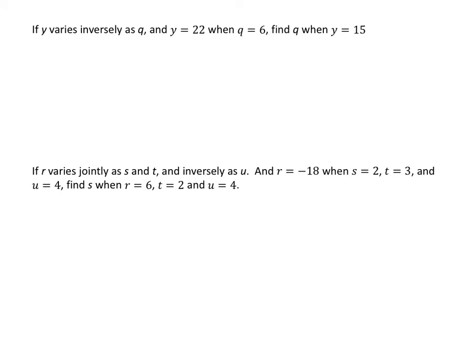So it's probably easier to show than to try to describe. So it says y varies inversely as q. Okay, the first thing I'm going to think of is y is equal to k over q. Okay, y is 22 when q is 6. So I have to solve for k. 22 times 6, that's 132. So now find q when y is 15.